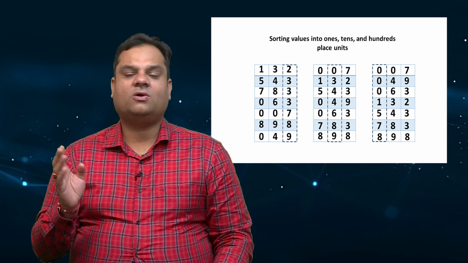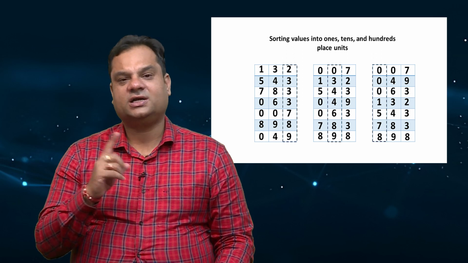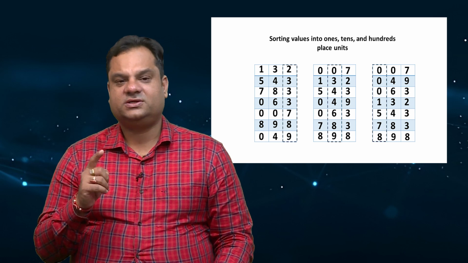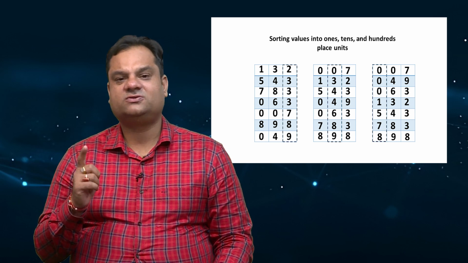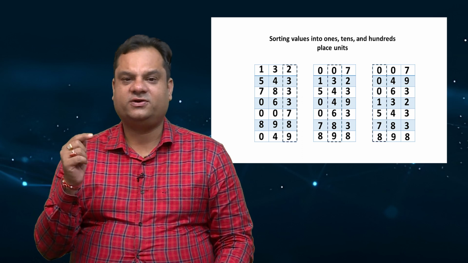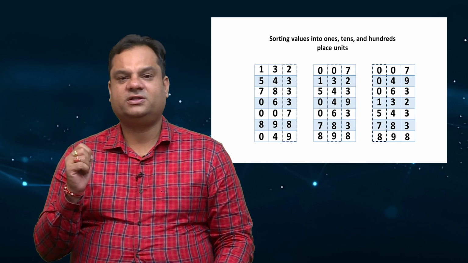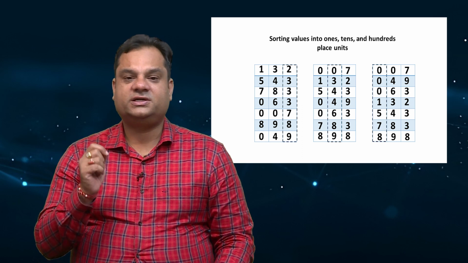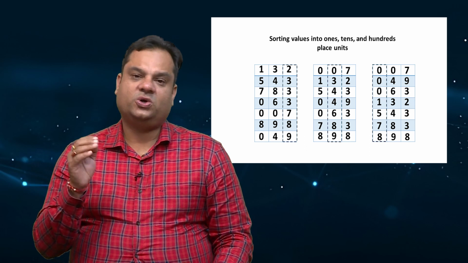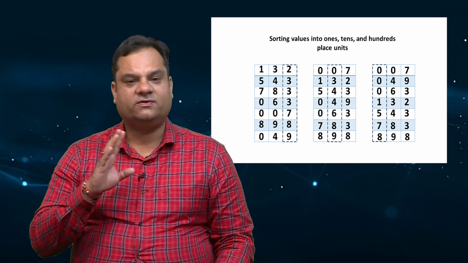When you complete all three tables, you will see in the last table your data is sorted. It means the smallest value, 7, holds the top position. After that 49, then 63, 132, 543, 783, and 889. So according to this concept, in our first table we have to focus only on the ones digit.